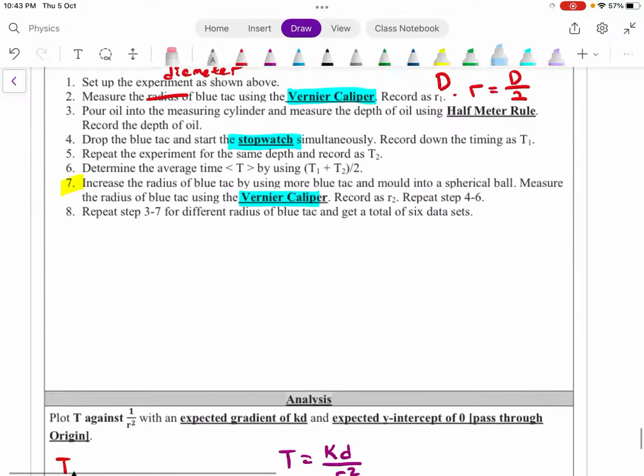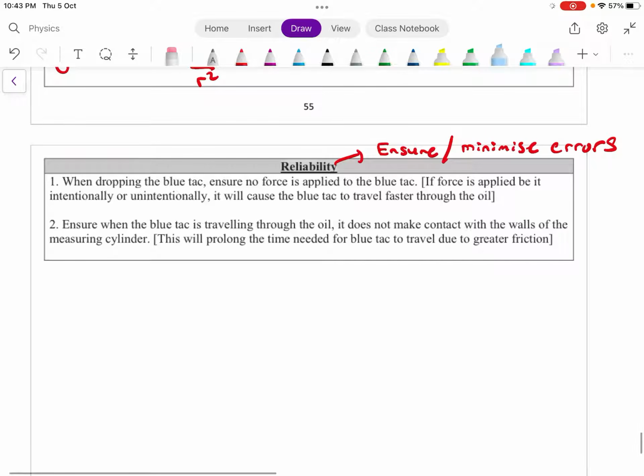So now I go to this point. Okay, so I go back to this reliability. For the first reliability, you can say, when dropping the blue tag, ensure no force is applied to the blue tag, meaning that you just drop it. You don't apply any force to the blue tag. Because if you apply force to the blue tag, you're actually giving it some initial speed. When you give it some initial speed, the time taken for the blue tag to travel through the oil actually will be smaller or be lower. So this will actually affect the accuracy of the result. So that is the first one.